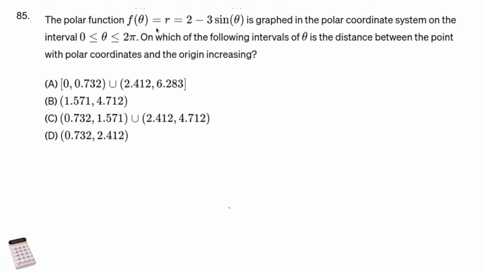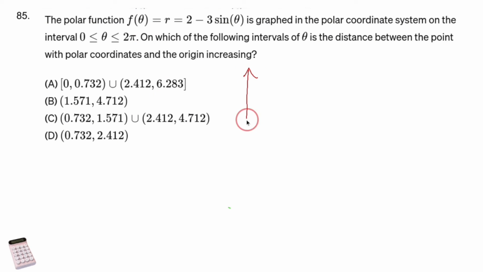The polar function f of theta equals r equals 2 minus 3 sine theta is graphed in the polar coordinate system on the interval between 0 and 2 pi. On which of the following intervals of theta is the distance between the point with polar coordinates and the origin increasing? All right, so this is what it's asking. This is a very confusing problem, but let's try to understand what the question is asking us.